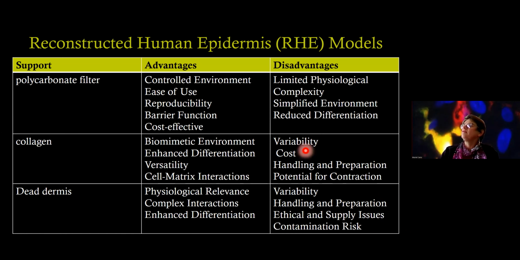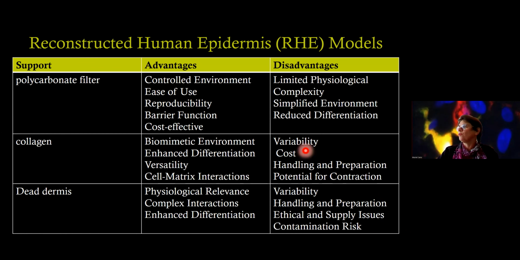So these three models of reconstructed human epidermis with keratinocytes have some differences you have to know when you want to do your experiment. If you want to do an experiment with only screening or something like that, polycarbonate filters are very easy to use. The environment is controlled. There is a lot of reproducibility. The barrier function, you can test it, but it's better with collagen or dermis, and it's cheaper. But there is less complexity.